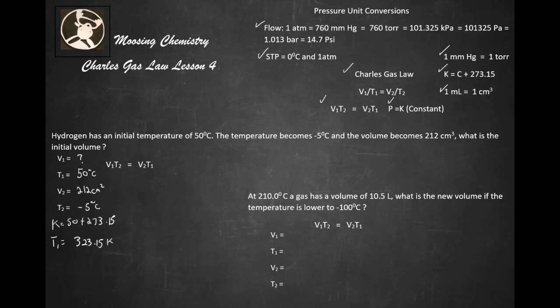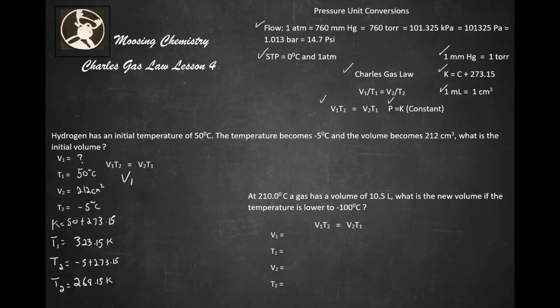All right, now I have to look at my second temperature, so let's take care of that first. Our T2 is going to be negative 5 plus 273.15. So T2 is going to equal 268.15 K. That's right, 268.15 K.